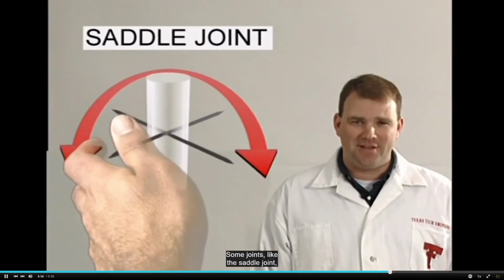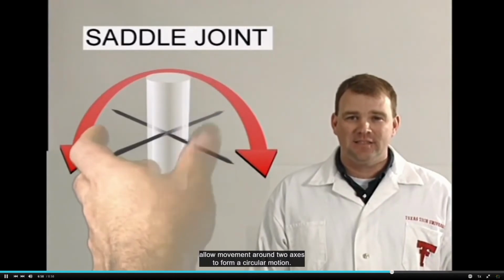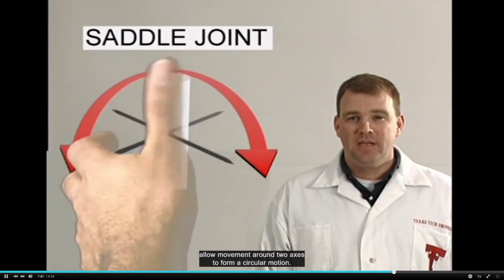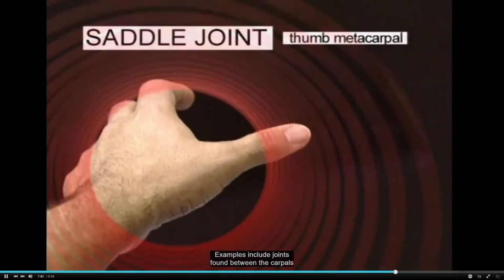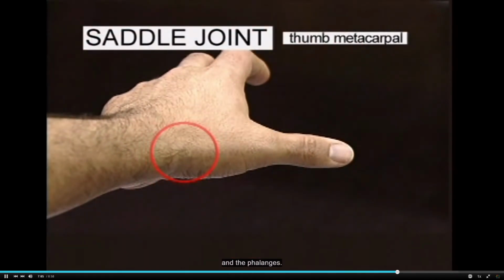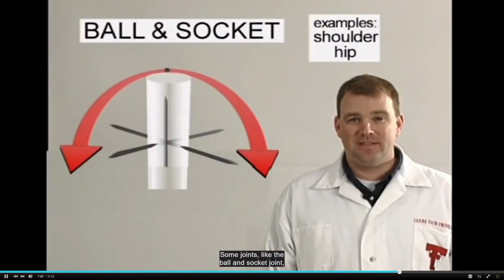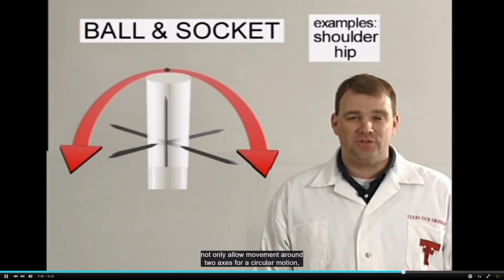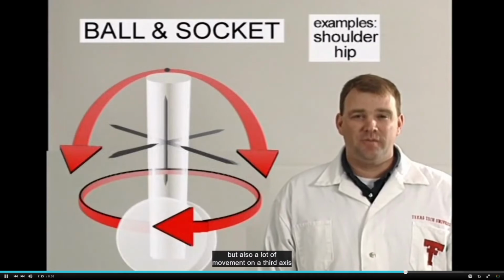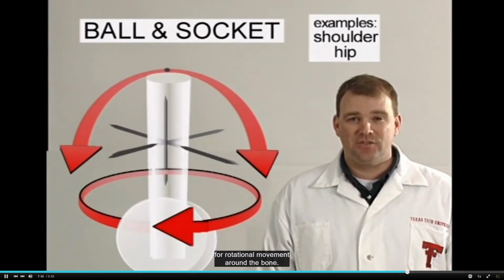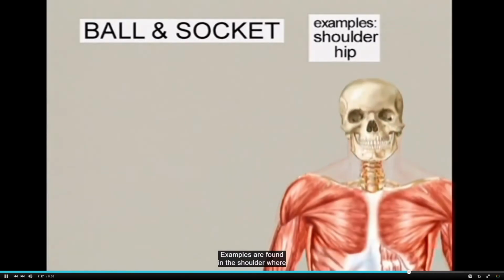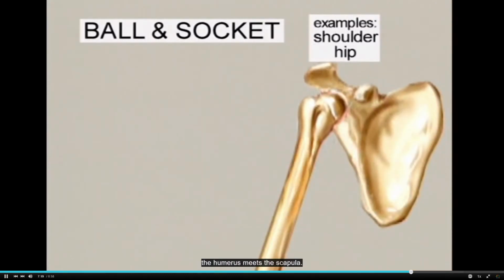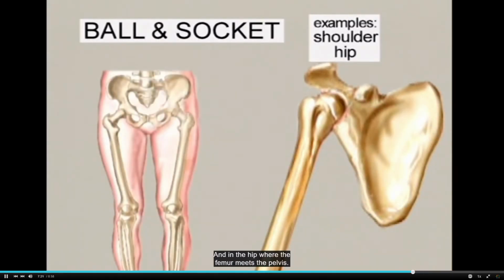Some joints, like the saddle joint, allow movement around two axes to form a circular motion. Examples include joints found between the carpals and the phalanges. Some joints, like the ball and socket joint, not only allow movement around two axes for a circular motion, but also allow movement on a third axis for rotational movement around the bone. Examples are found in the shoulder, where the humerus meets the scapula, and in the hip, where the femur meets the pelvis.